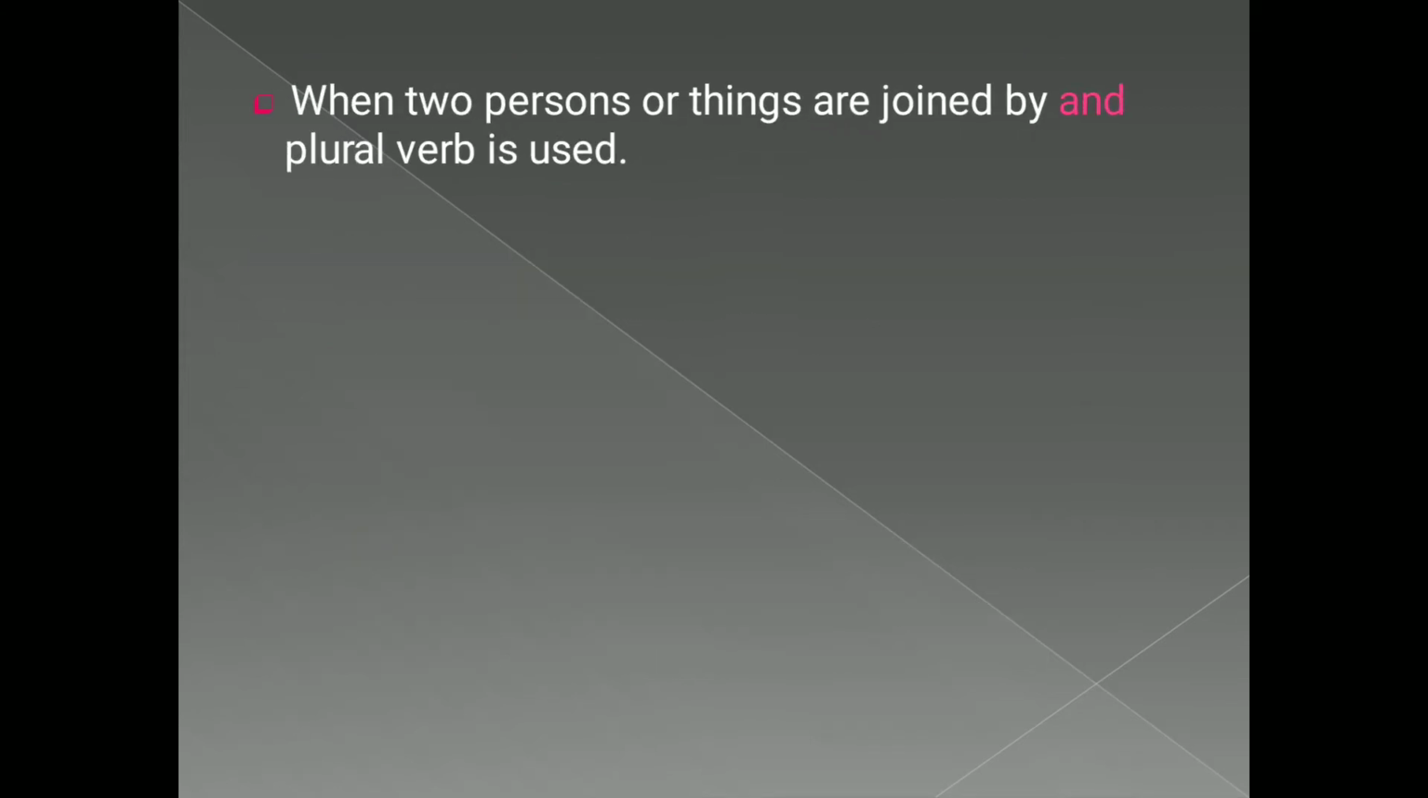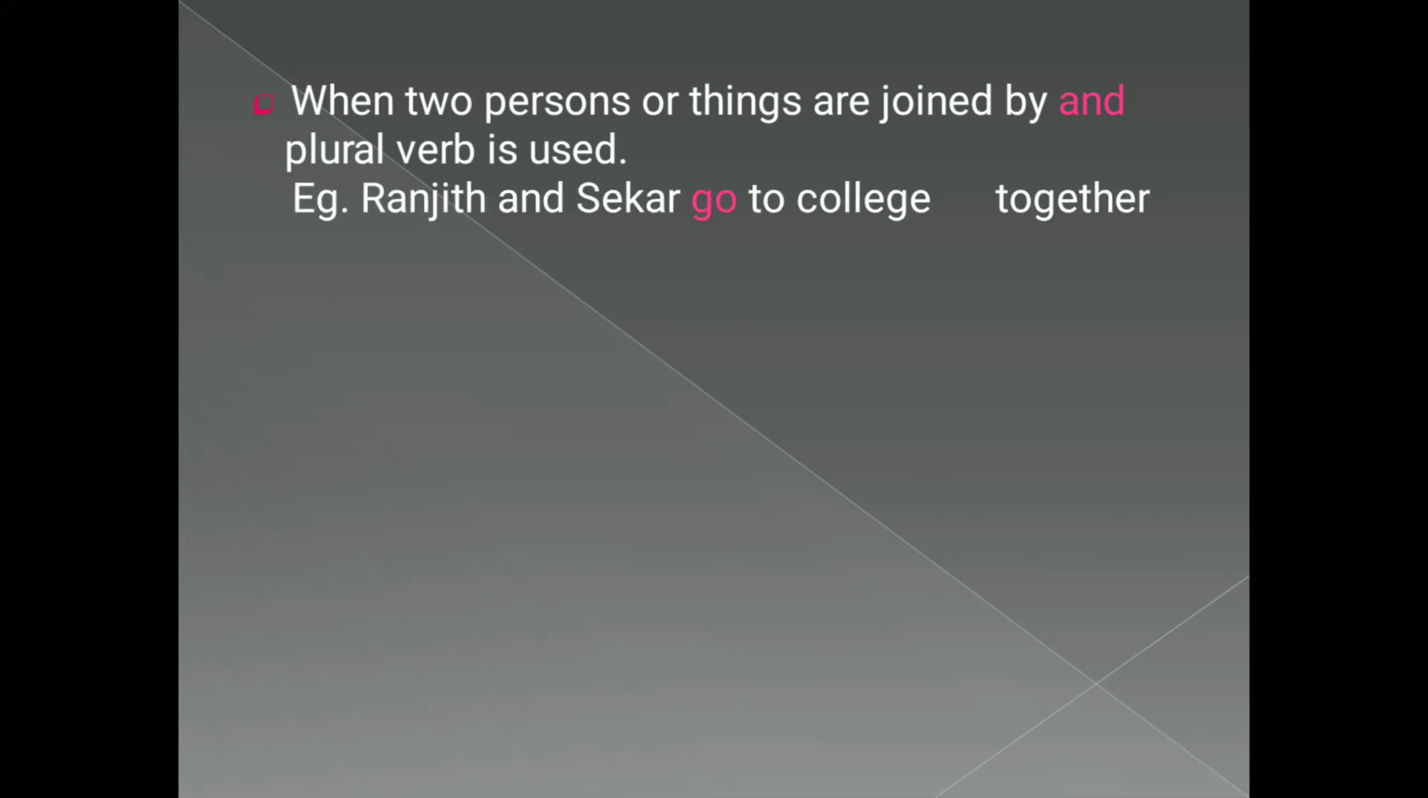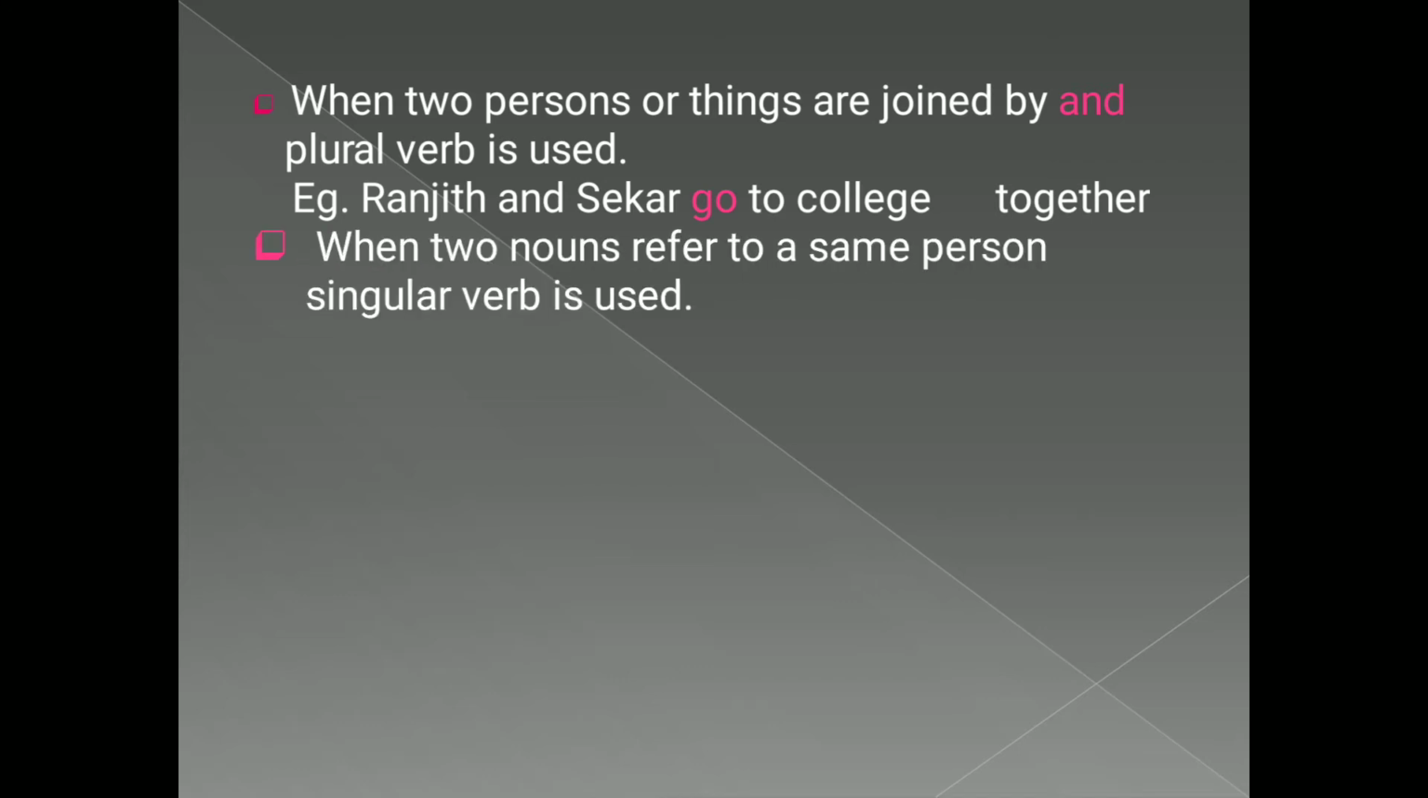The next one: when two persons or things are joined by and, a plural verb is used. See the example, Ranjit and Shekhar go to college together. Here two persons are joined by and, so it takes a plural verb.